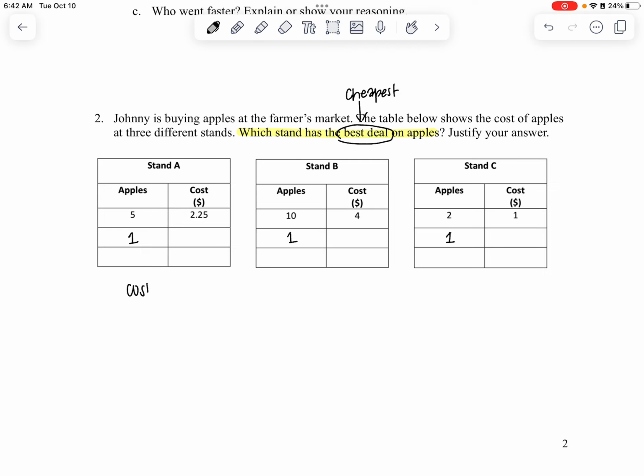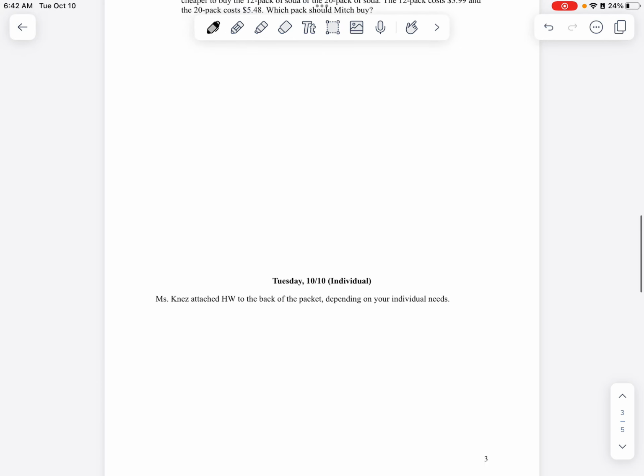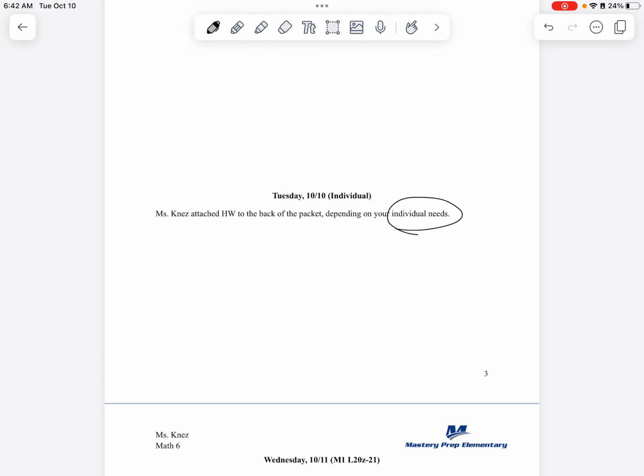But when we find the cost of 1 apple, we'll be able to compare the price. And so we can calculate for each stand the cost per apple. For example, at stand 2, it costs $2.25 for 5 apples. And so I can divide $2.25 between those 5 apples to see a final cost of 45 cents per apple. And once we find the unit price, the price of 1 apple at each stand, we'll be able to effectively compare the prices at each of those stands.